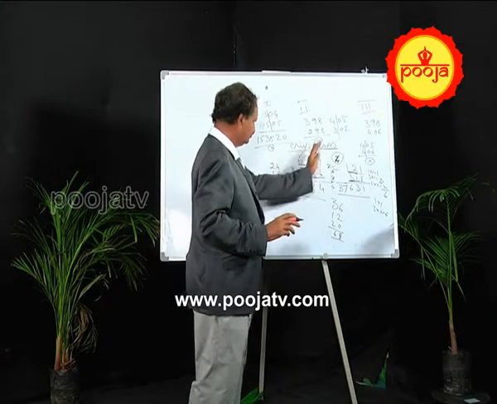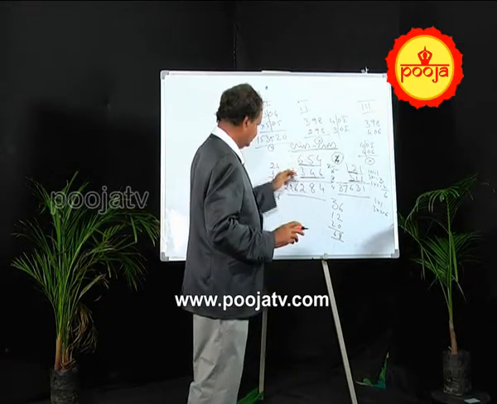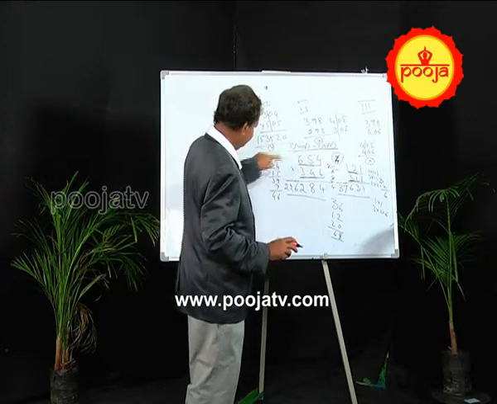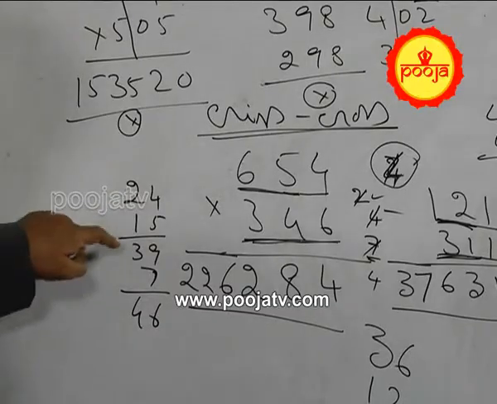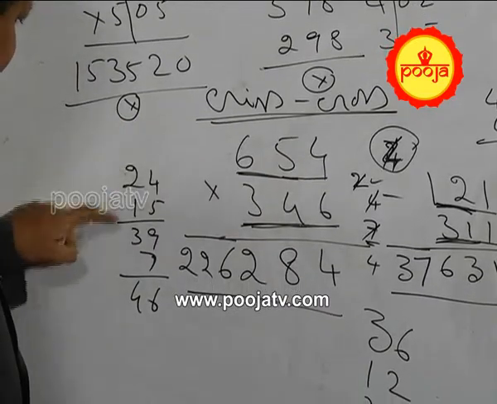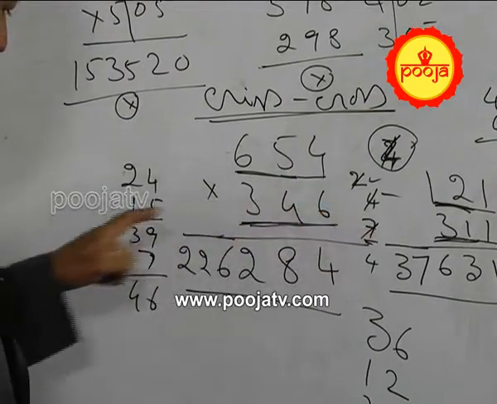Now, what to do? You cut 1 and the last 2 you have to do. That is 6 into 4, 24, and 3 into 5, 15. 24 plus 15, 39, and 7 is outside. 39 plus 7, 46.